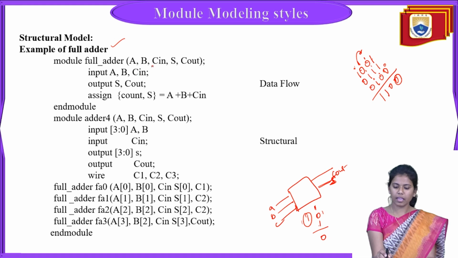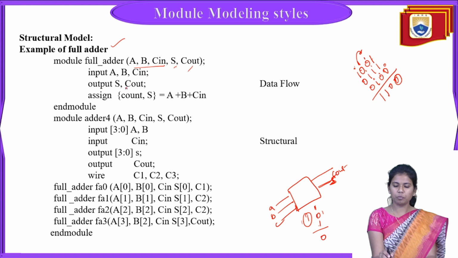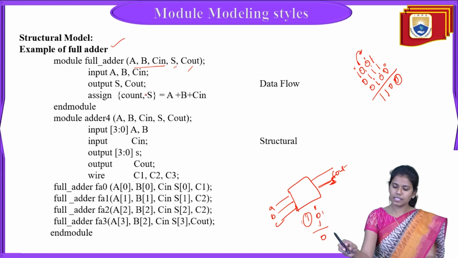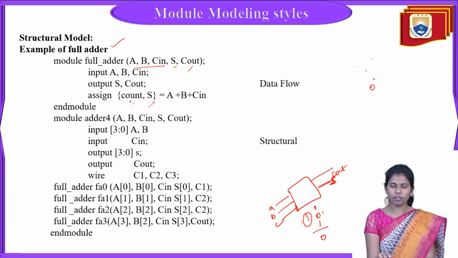So that is what A, B, C in are: the inputs. S and C out are the outputs. So input A, B, C in, output S, C out, and assign the concatenation of C out and sum, which equals A plus B plus C in. And we end with the end module.